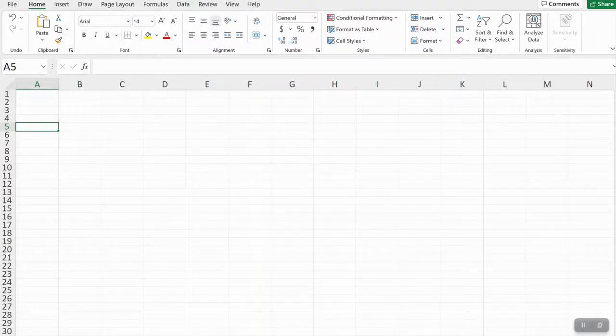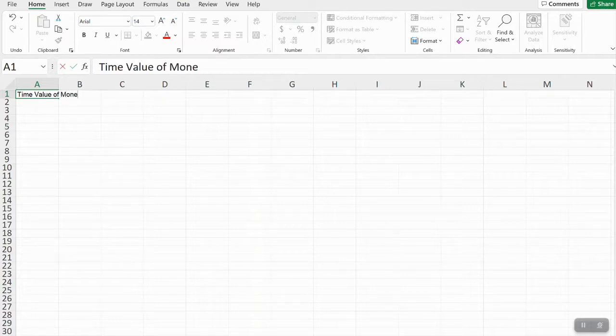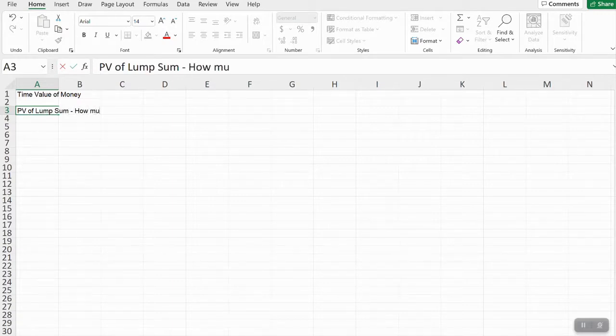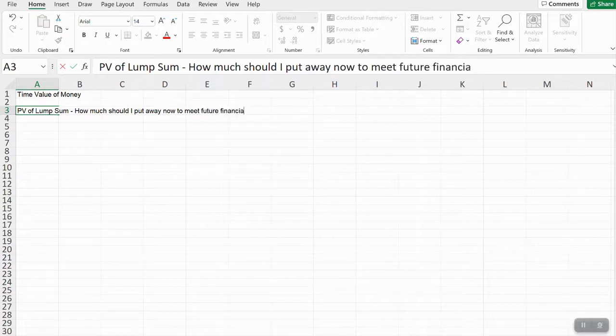And I'm going to start with a fresh page. I might call this time value of money, and we're going to start with understanding present value. I'll do a separate video on future values. So the first example I want to do is the present value of a lump sum. In other words, how much should I put away or invest now to meet a future financial need?